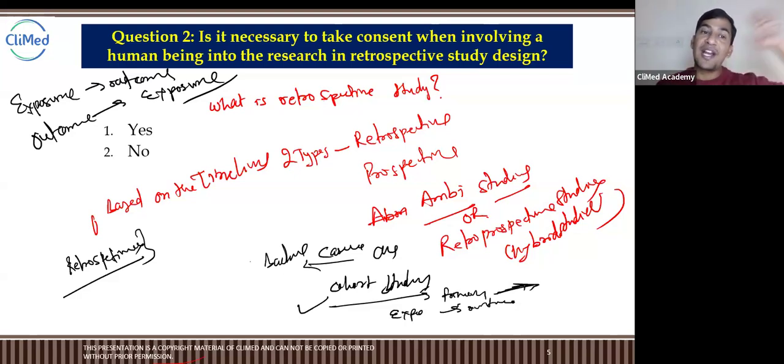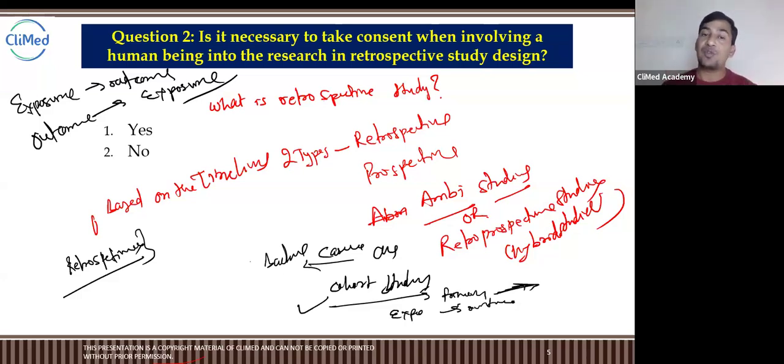So I'm looking backward for the exposure. What was the exposure? Either hypertension, diabetes, smoking, alcohol, tobacco. What was the exposure? What was the risk factor? So I'm looking backward. I'm not looking forward. Understand? That is the backward and forward type of directions in the studies.